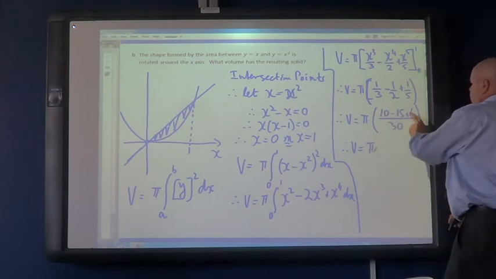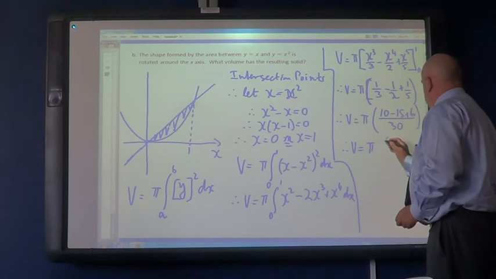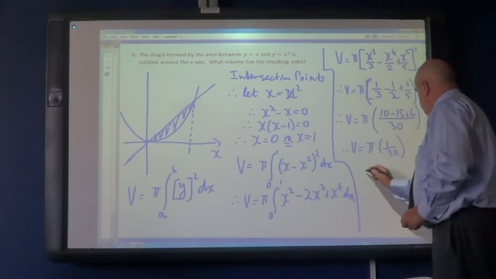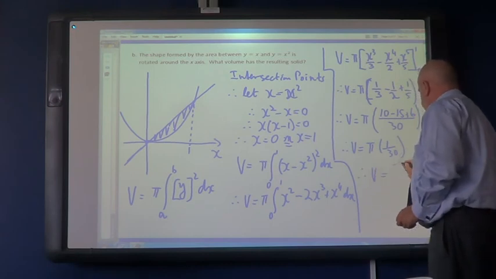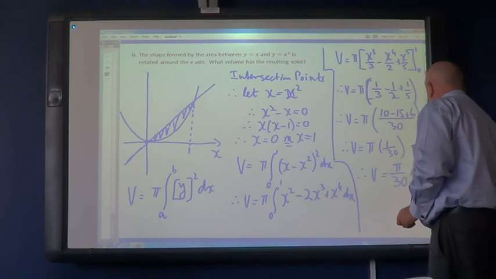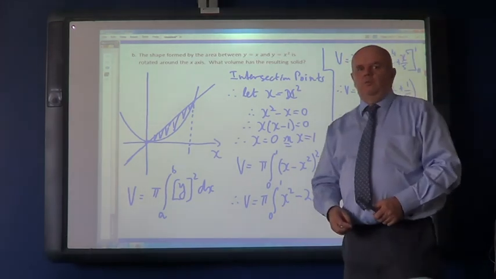So 16 minus 15 is 1, so I've got times 1 on 30. That looks very untidy. So what I've got is volume equals pi on 30 units cubed because it is a volume. Thank you very much. We'll stop there.